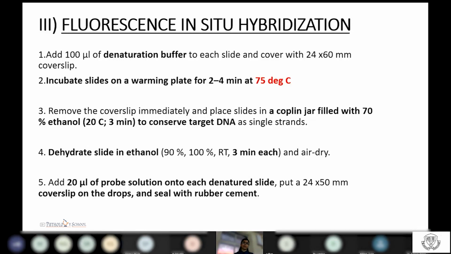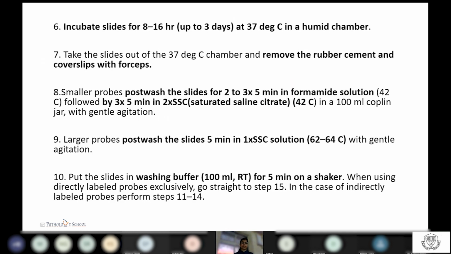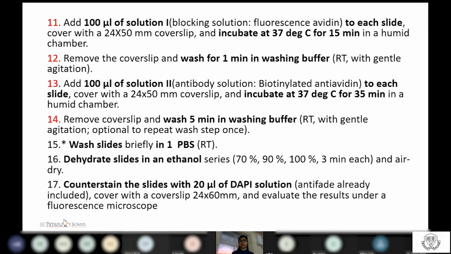You will put a cover slip and seal it with rubber cement on all four corners. Then you incubate this for 3 days at 37 degrees Celsius. Then after 3 days, you take it out, you cut the rubber cement out, you remove the cover slip with forceps, and you wash it. Washing depends on whether you have a small probe or a large probe. If you have a small probe, you do it in formaldehyde solution and 2 times strength saline sodium citrate. But if you have a larger probe, you can do it with a single strength saline sodium citrate solution and put the slides later on in a washing buffer.